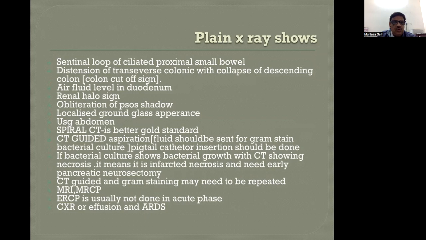Obliteration of psoas shadow, localized ground glass appearance on ultrasonography of the abdomen. The spiral CT is the better gold standard. CT guided aspiration: fluid should be sent for Gram staining and culture. Percutaneous catheter insertion should be done if culture shows bacterial growth with CT showing necrosis. It means it is infected necrosis and needs early pancreatic necrosectomy.